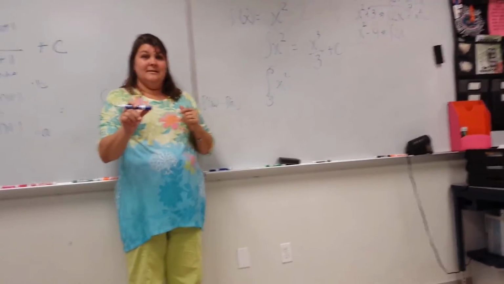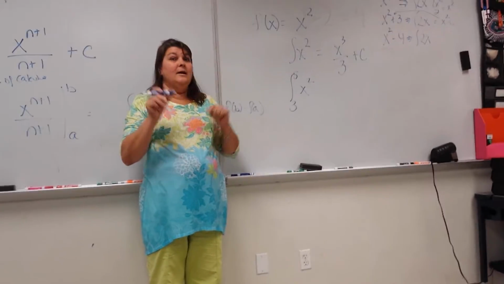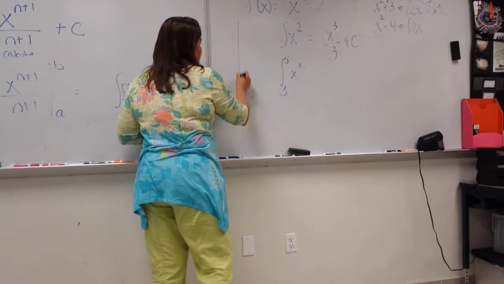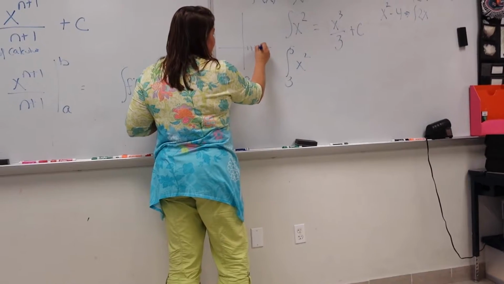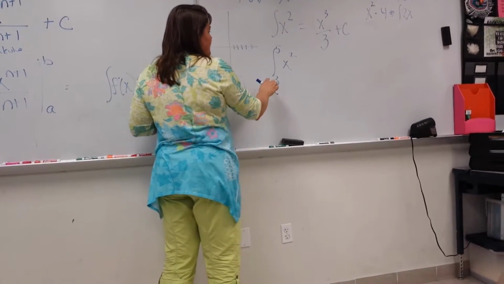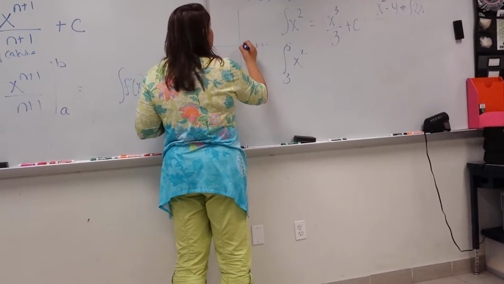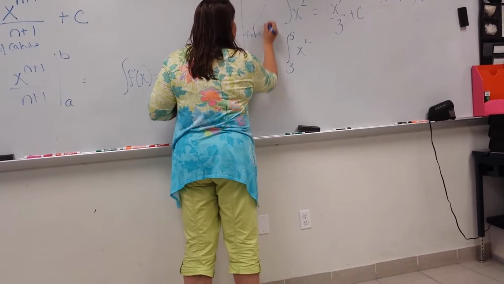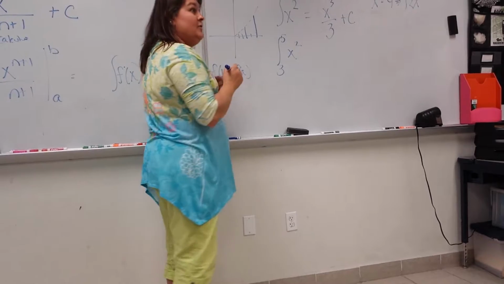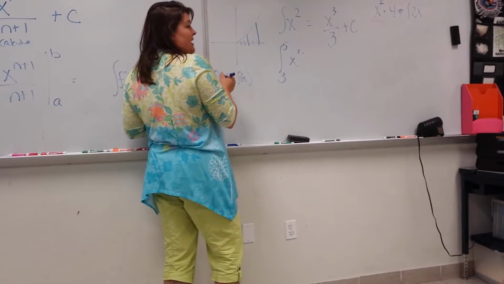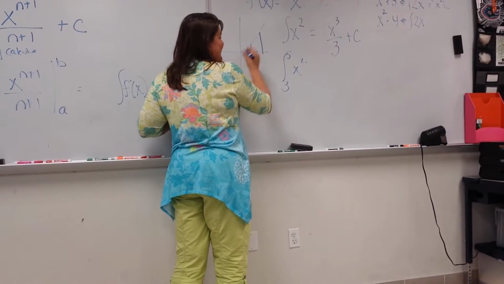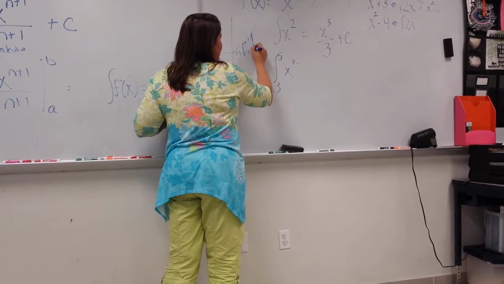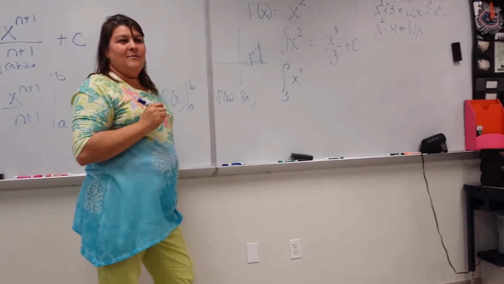Yes. The 5 and the 3 are 2 x values. So we have 1, 2, 3, 4, 5, right? And what does x squared typically look like? Well, it's a parabola. Parabola, right? And I want to know from 3 to 5, underneath, what am I actually finding from 3 to 5? The area. The area under the curve. The area from 3 to 5. Does that ring a bell?